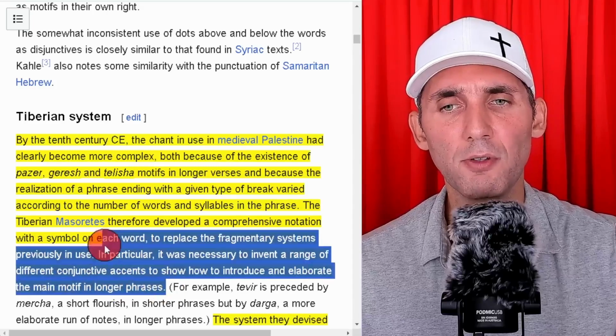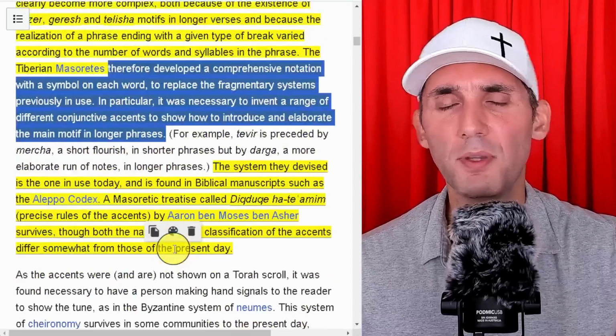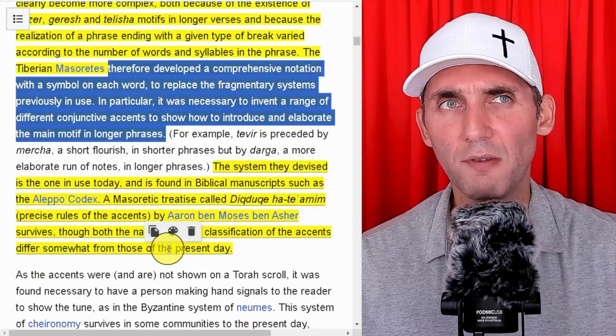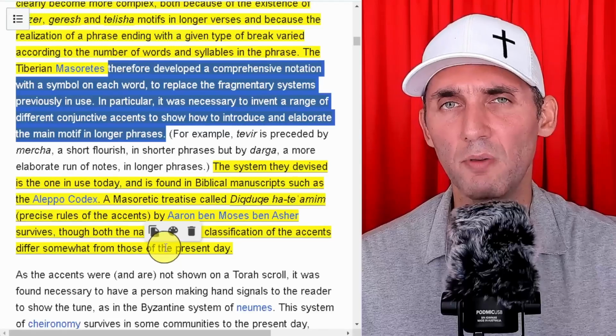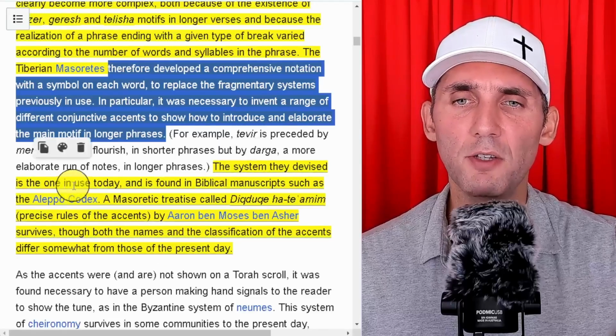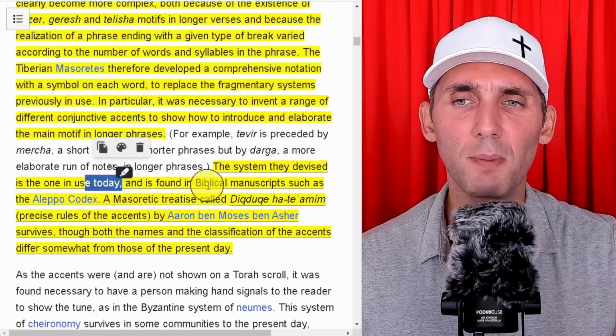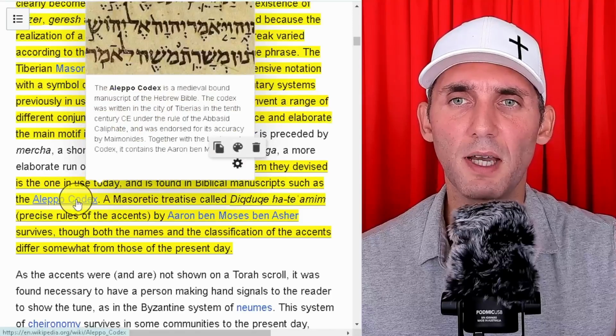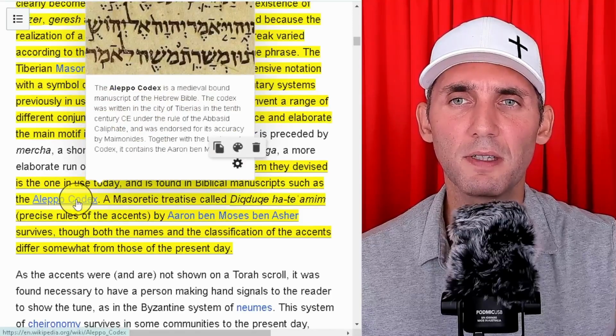So the Masoretes told you how to pronounce these words, but the Masoretes were mystics, and they were into the Kabbalah. They're in the tradition of the Pharisees like Rabbi Akiva, who are very antichrist. So there's that. The system they devised is one in use today and is found in biblical manuscripts such as the Aleppo Codex. See if that has a picture. Yeah, you can see all these little markings.